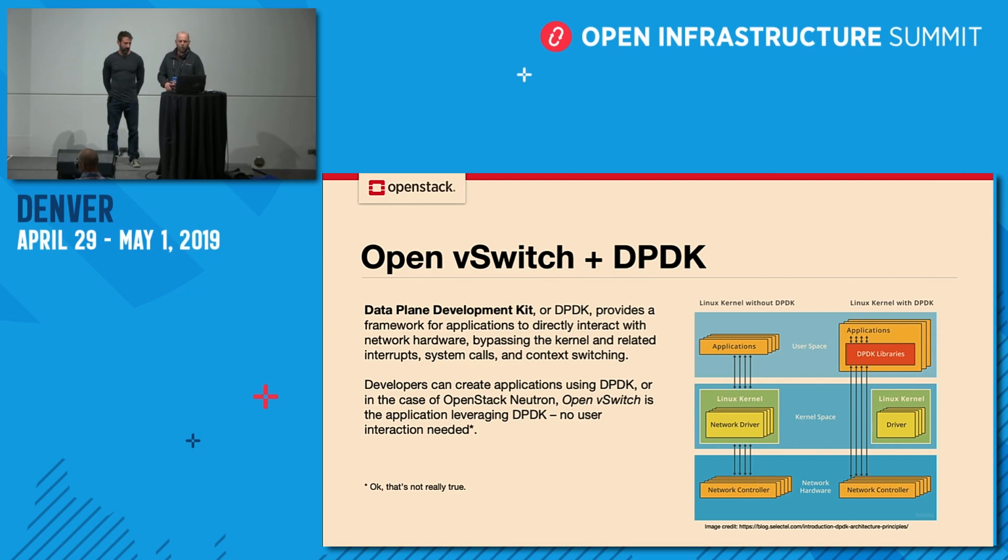DPDK uses the concept of poll mode drivers versus interrupts, which means that one or more cores are constantly polling the queue rather than relying on CPU interrupts for traffic processing. In the case of OpenStack Neutron, Open vSwitch is the application that is leveraging DPDK. There's nothing that a user needs to do within their VM to leverage that technology.